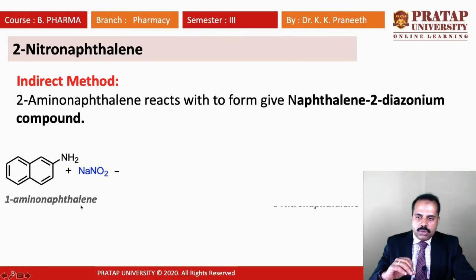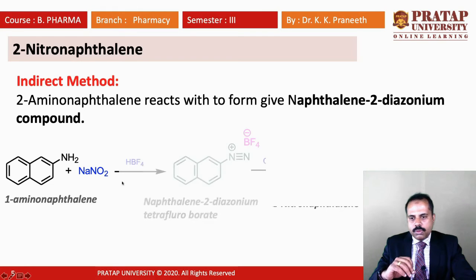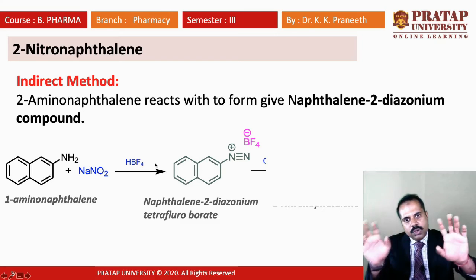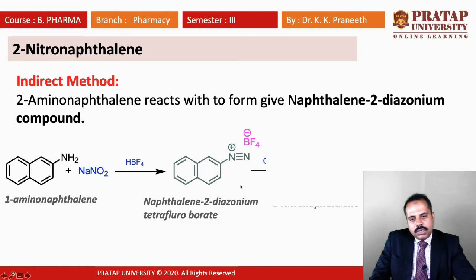If you start from aminonaphthalene, and add some sodium nitrite, NaNO2, you will get this product in the presence of some acid. Here I have added HBF4. Why did I add HBF4, and why not another acid? Because BF4 is a good, non-coordinating counter ion. If you use HCl, the chloride will bind somewhere. This will not bind; it will stay outside and keep the compound neutral. The charge should always be neutral. We all know in chemistry that a compound, to be stable, should have a neutral charge. So, I use BF4 as the counter ion.